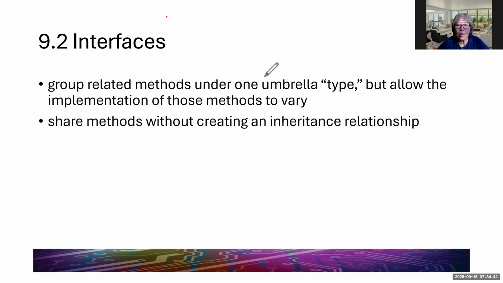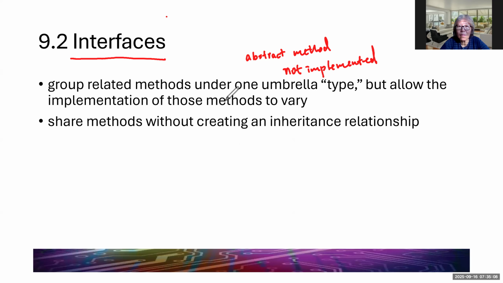Okay, and if you recall, in the previous section on abstract class, we learned about the abstract method. Abstract methods are methods not implemented. And in Java, there is another very, very important concept called interface. So it's not a class. We can use a class to instantiate, to create objects.